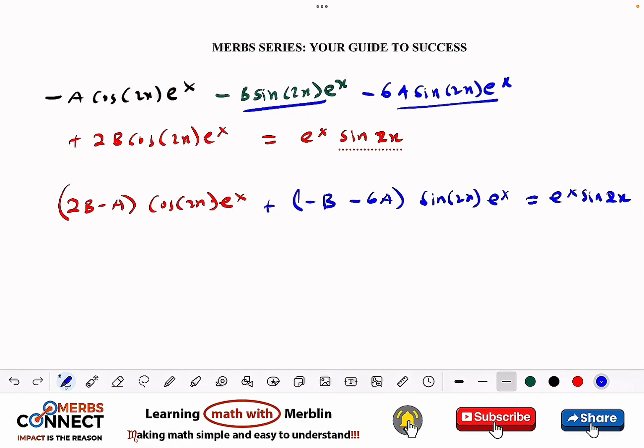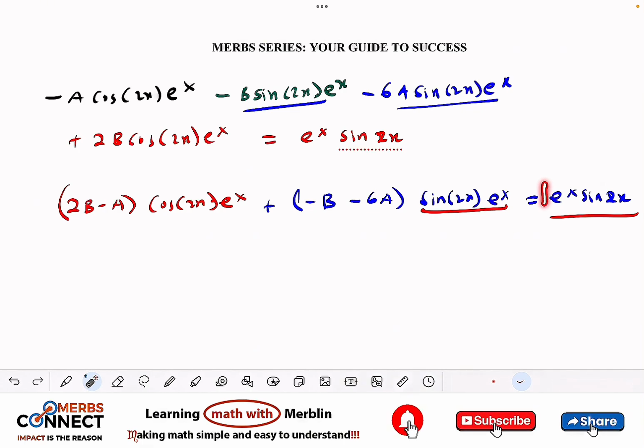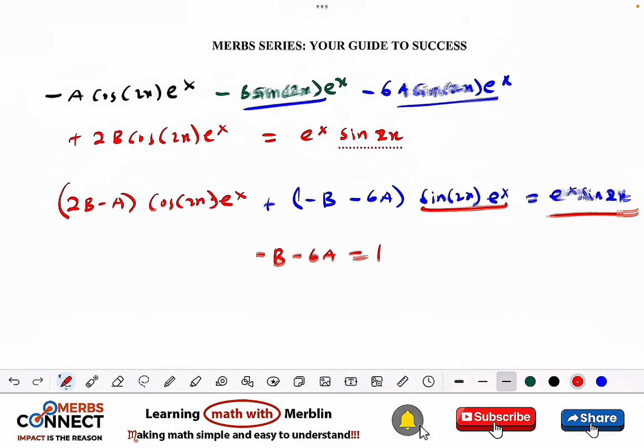Now let's compare terms. We can see e to the power x and sine 2x here, and I can also see the same thing here. So the ones with the red are the same. So if they are the same, then we can compare the coefficients. So the coefficient of this is 1, and the coefficient of this is this. So it means that minus b minus 6a is equal to 1, right?